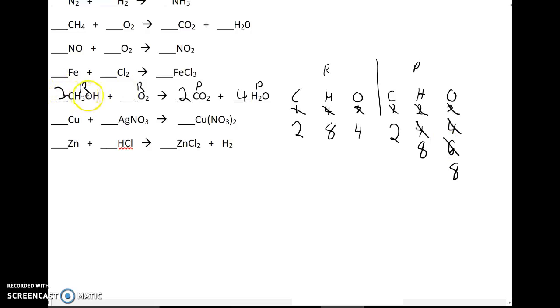I have 2 oxygen atoms over here. I want to get 8, so I need to have 6 oxygen atoms over here because 6 plus 2 is 8, and 8 is what I want. So I have to add a coefficient of 3 in front of this. Cross that out. So 3 times 2 is 6, plus 2 times 1 gives me 8. And now that more complicated problem has been balanced.